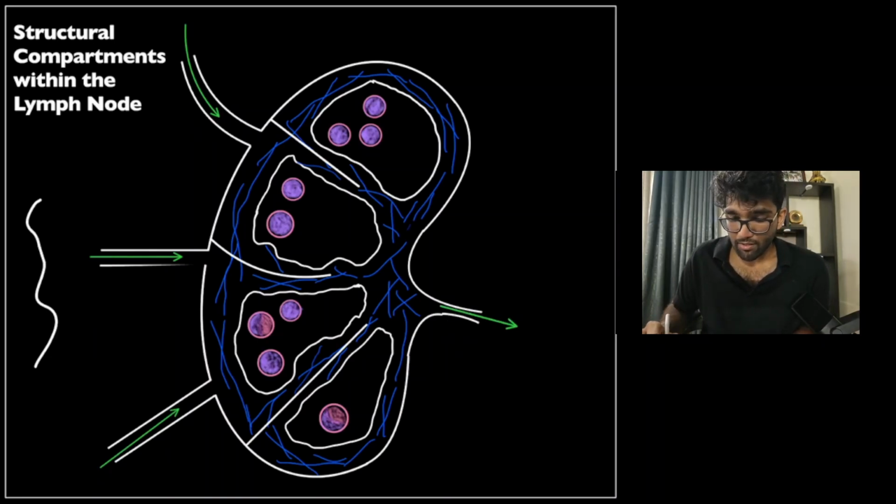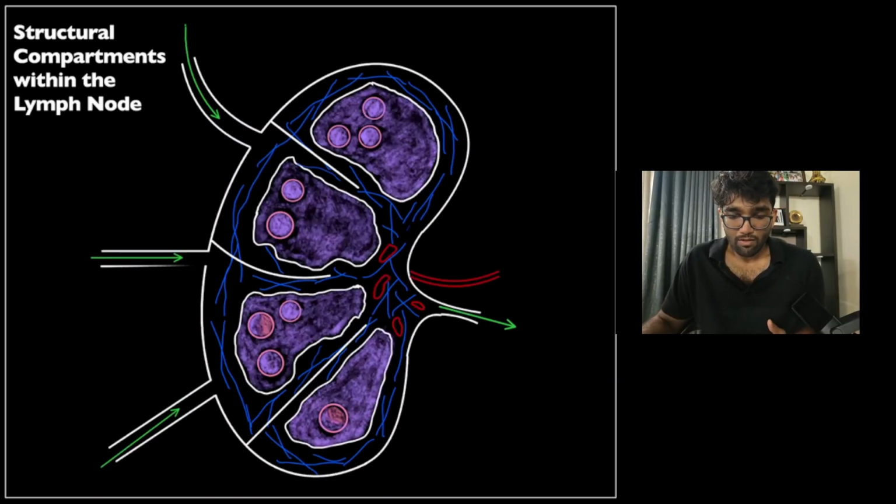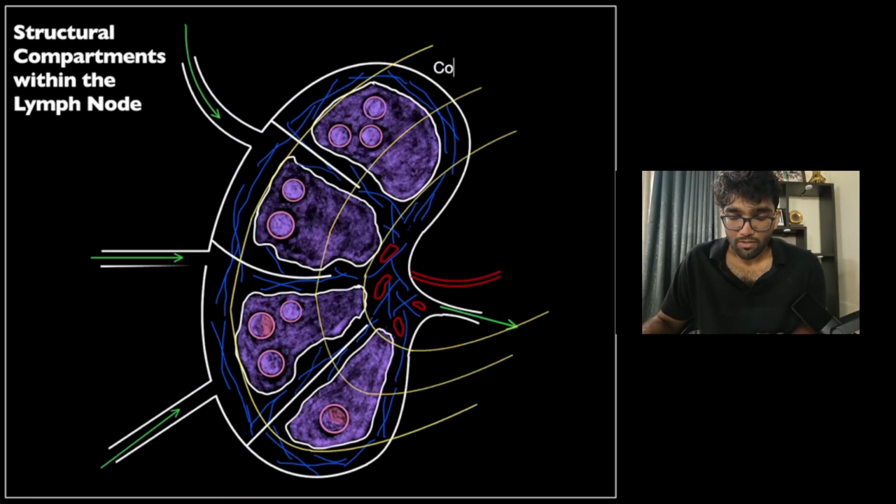Okay, and within this lymph node, as you can see, we've got substructures. The outermost is called the cortex. Then we have the paracortex, and then we have the medulla. And this area where the efferent lymphatic is located and the blood vessel that supplies the lymph node is located is known as the hilum of the lymph node.